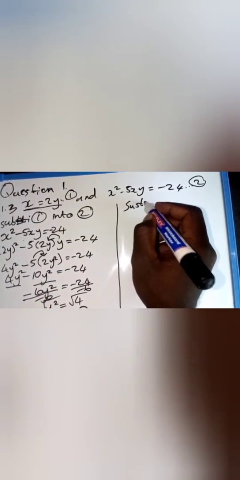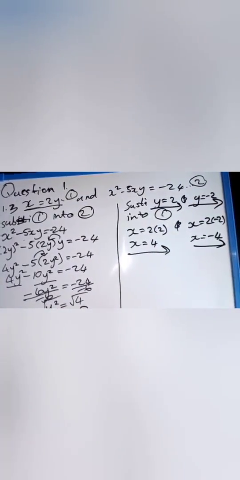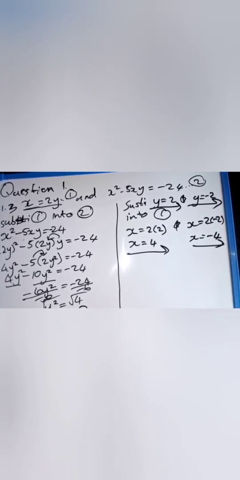Now to find your solution for your x, I'm going to substitute y is equal to 2 and y is equal to negative 2 into my equation 1, and then x is equal to 2 times 2, so x is equal to 4, and x is equal to 2 times negative 2, so x is equal to negative 4. So I have my solutions for my x, solutions for my y. So that will be it for question 1 of the 2016 paper.